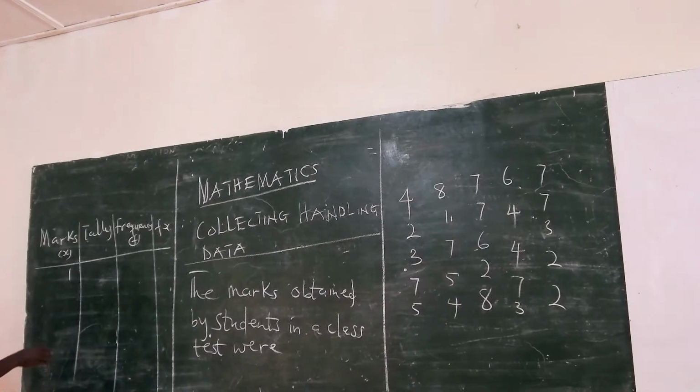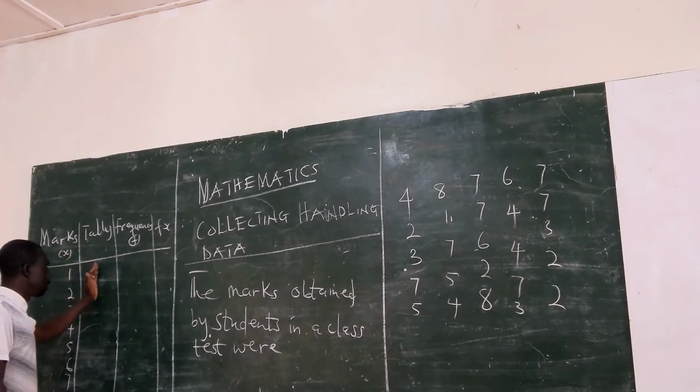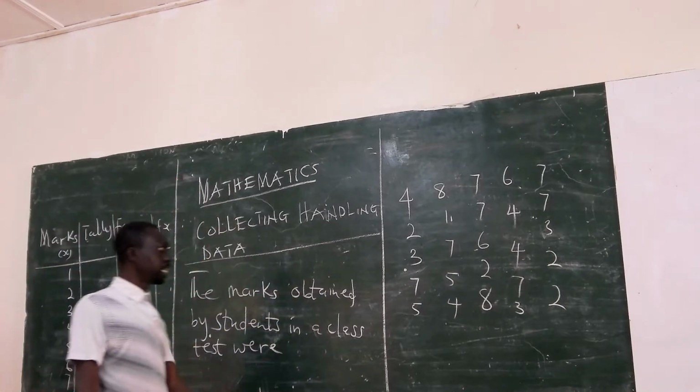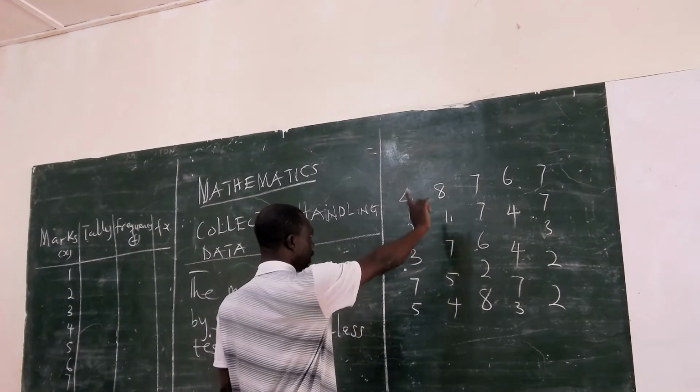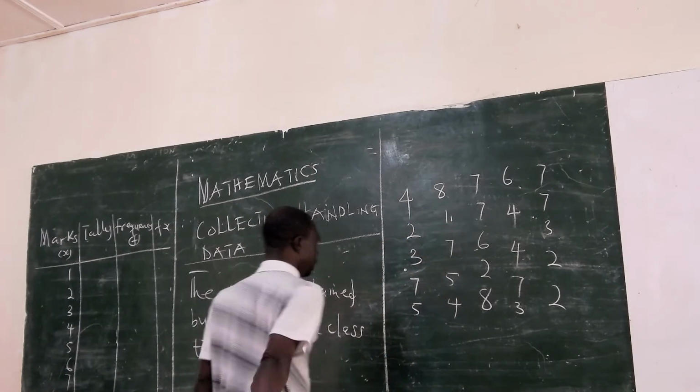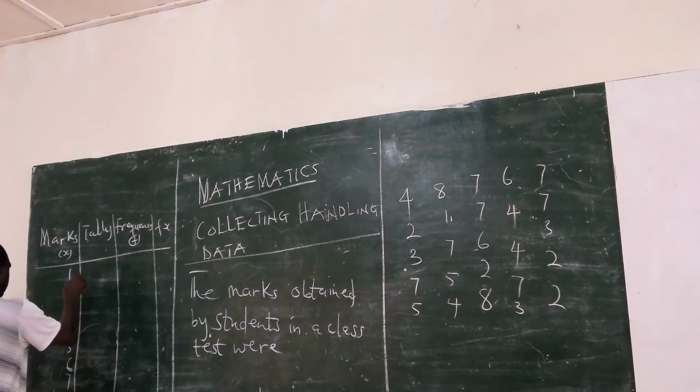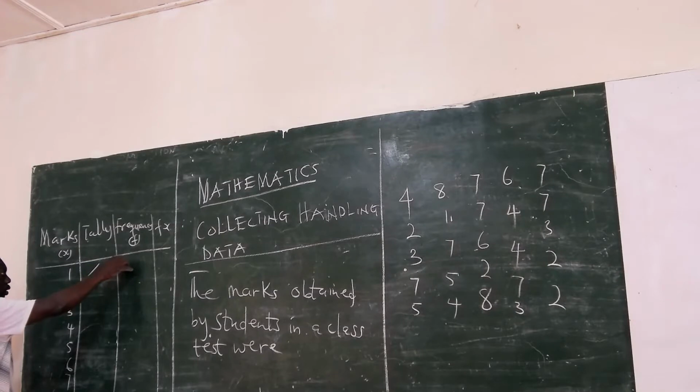Followed by 2, followed by 3, followed by 4, followed by 6, 7, 8. So after constructing the table, we look into the raw data. How many ones appear in this data? We have only one in this raw data. So this is the way you're supposed to write it on the frequency distribution table. We put the 1 here.